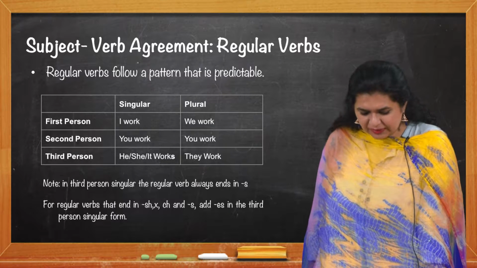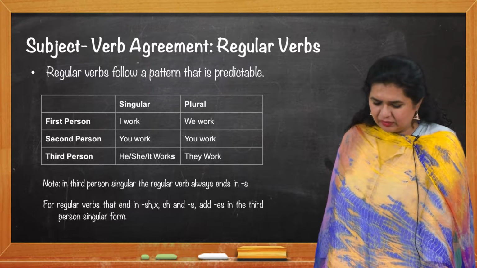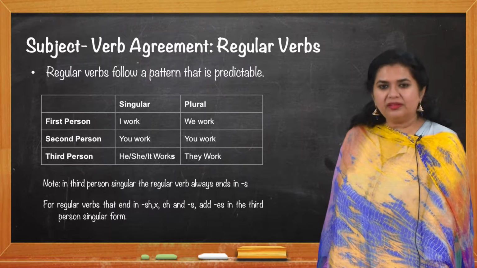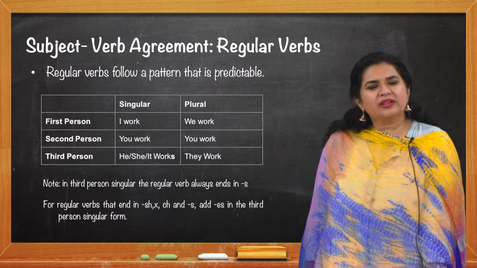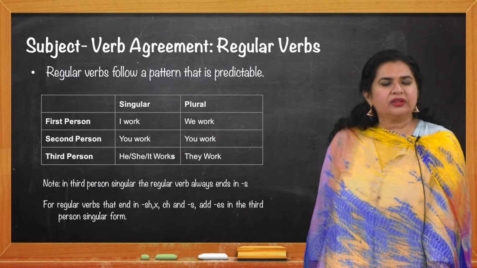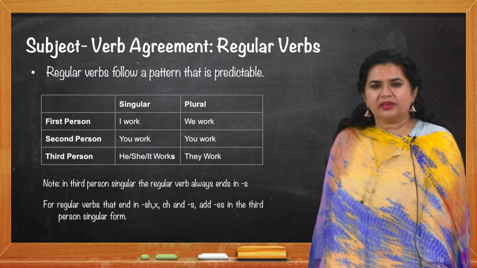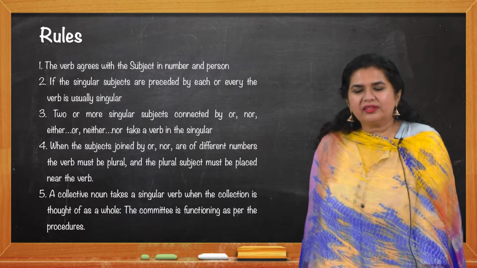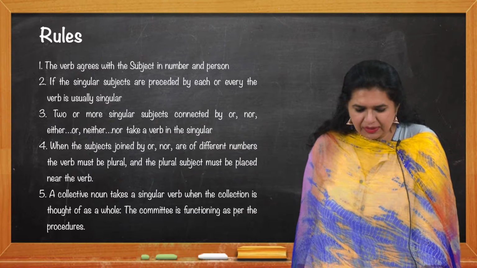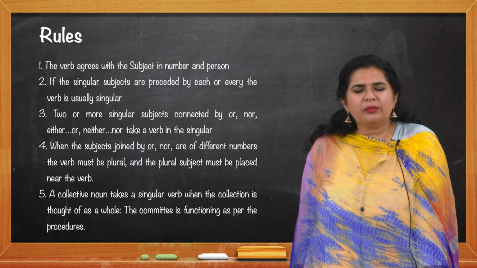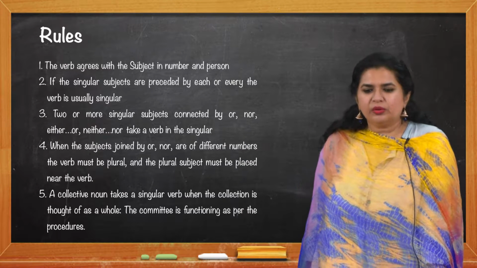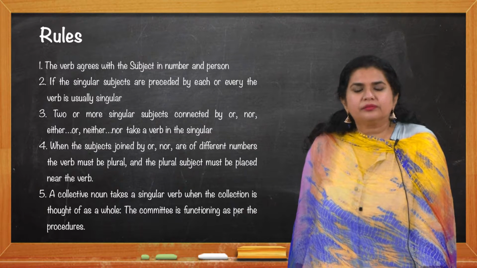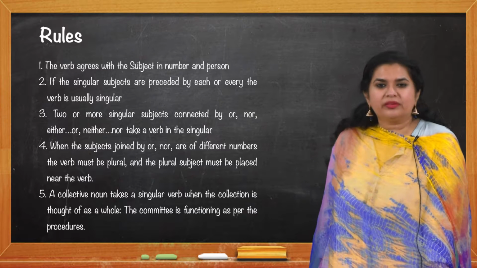For regular verbs that end in sh, x, ch and s, add es in the third person singular form. You are going to get several such examples during the course of the remaining part of this course. Now, look at the rules and try to understand them. You can look these up on the internet, or in any good book of grammar. So, please look at the rules here.